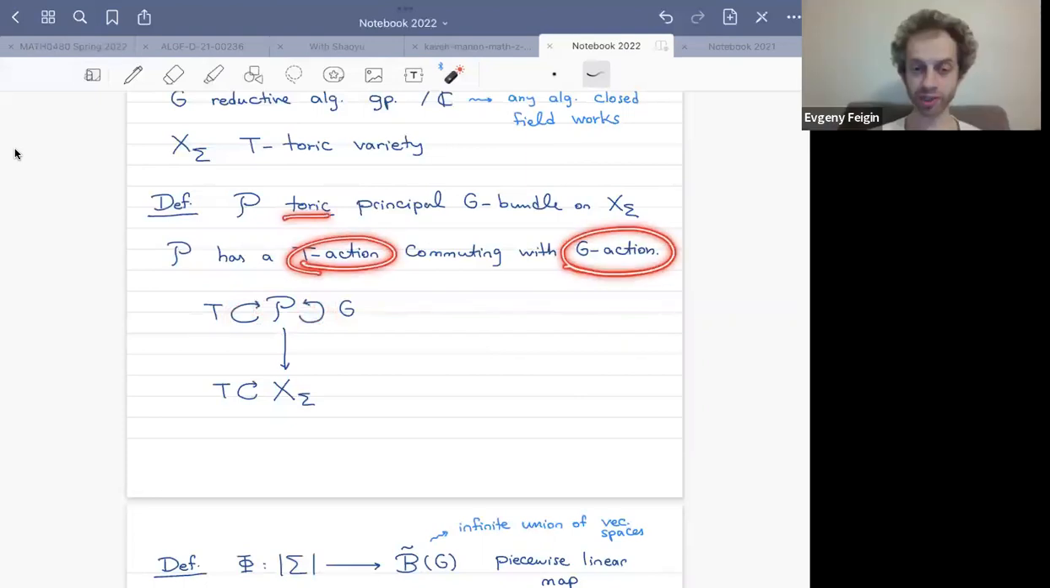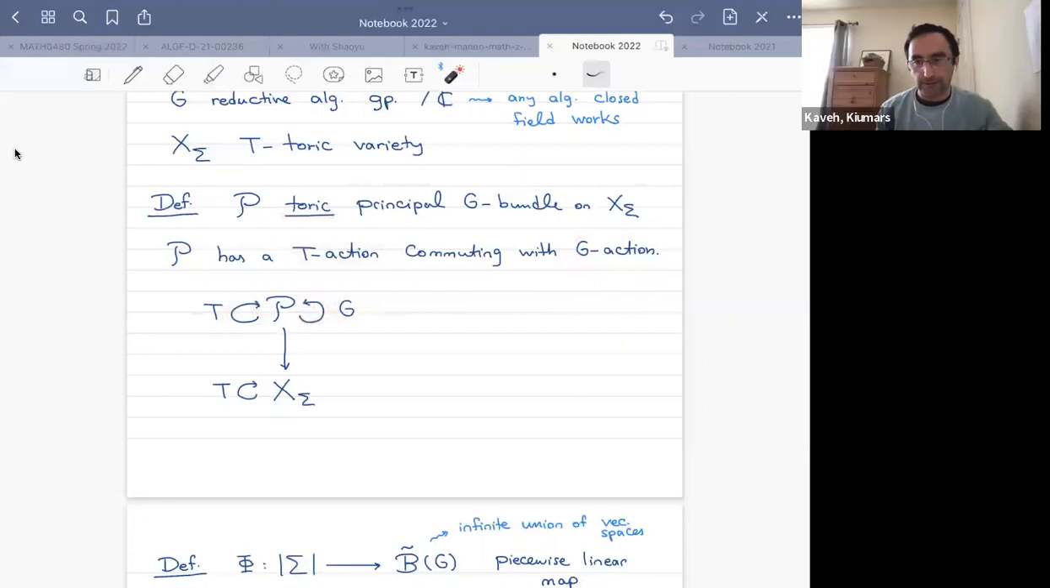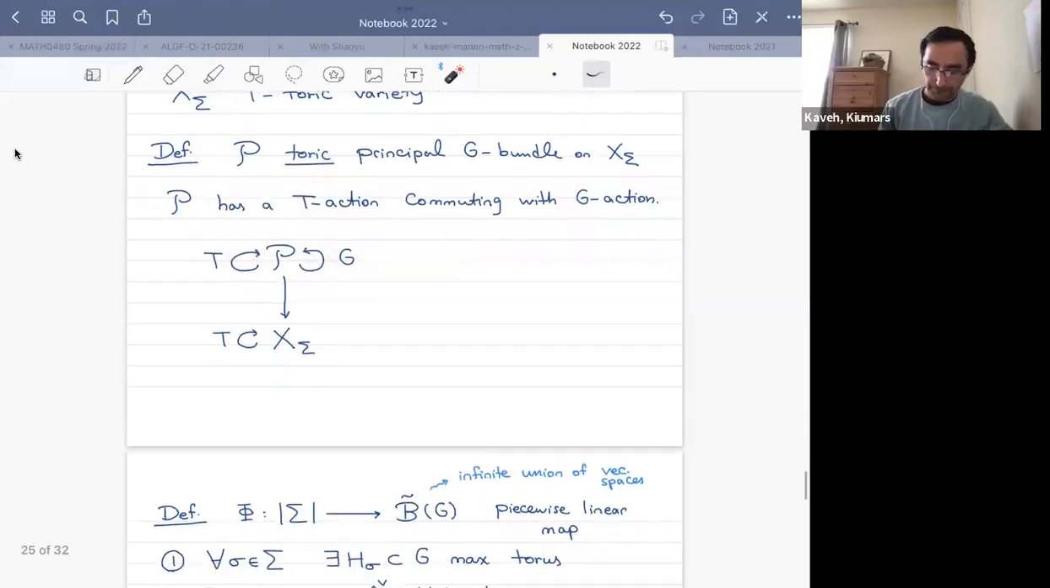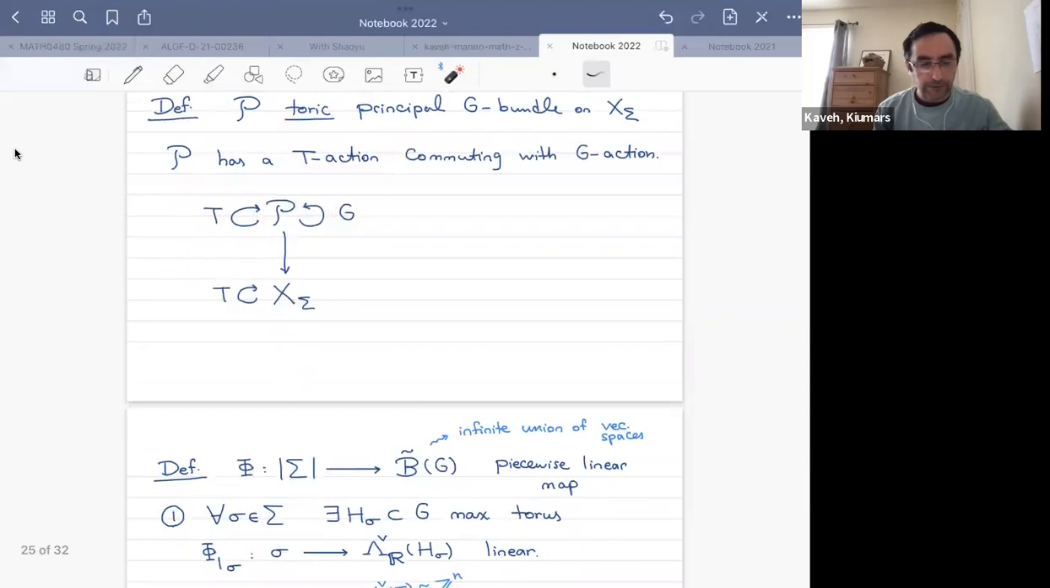Kiumars, sorry. So once again, you are saying that T has nothing to do with G. Am I right? Yes, yes. T has nothing to do with G. Okay. The same way for vector bundles, GL_r had nothing to do with the torus. The rank and the torus of the toric variety are different.